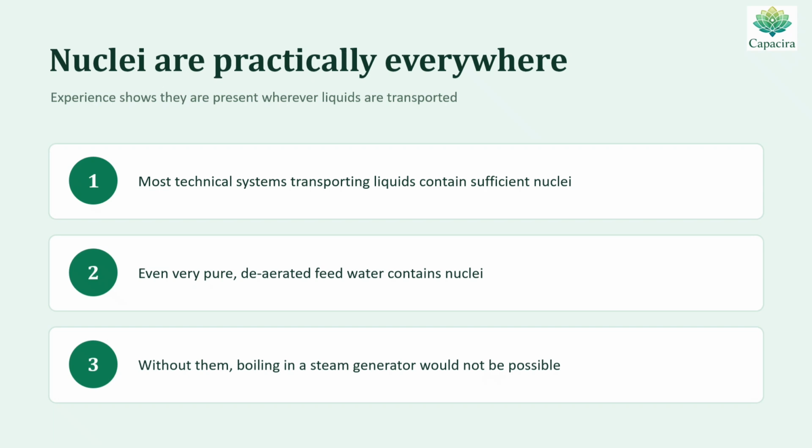And the interesting point is that even ultra-pure, deaerated boiler feed water still contains enough nuclei. In fact, if absolutely no nuclei existed, even boiling inside a steam generator would become extremely difficult, because boiling also starts from microscopic bubble nuclei, that tiny, very tiny thing. So practically speaking, engineers never assume perfectly nucleus-free water.